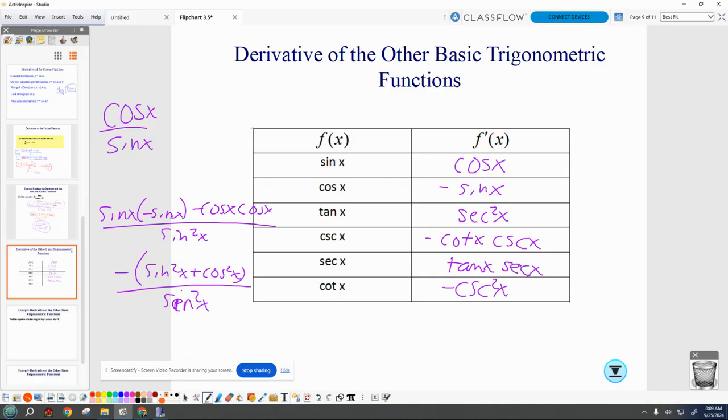All the cool kids want to be sine and cosine. They're the cool trig functions, so they have each other as their derivatives. If you notice, all the ones that begin with C are negative. Contrary, contrite, pick some word that has a negative connotation and begins with C, that's them.